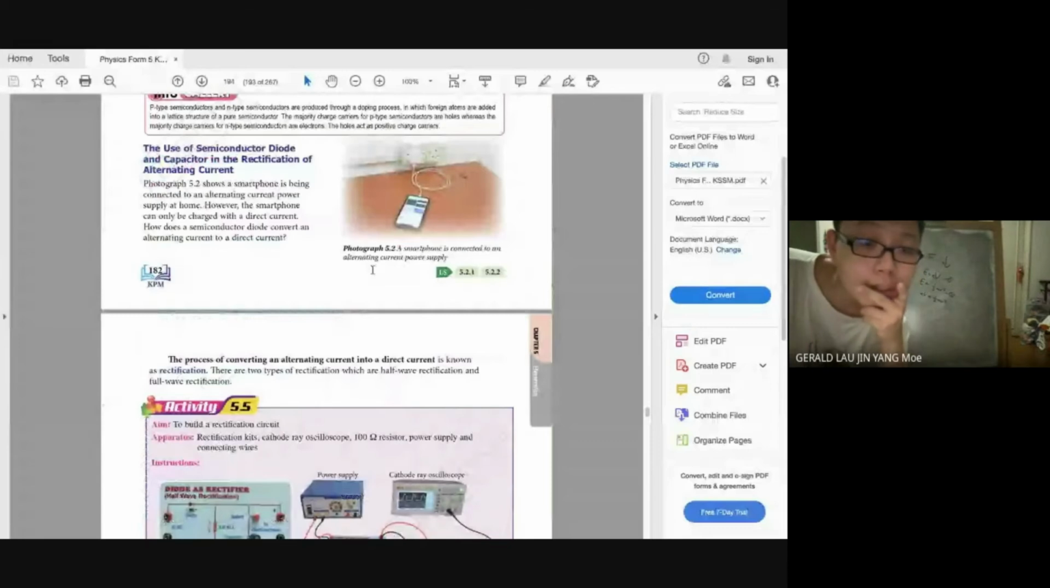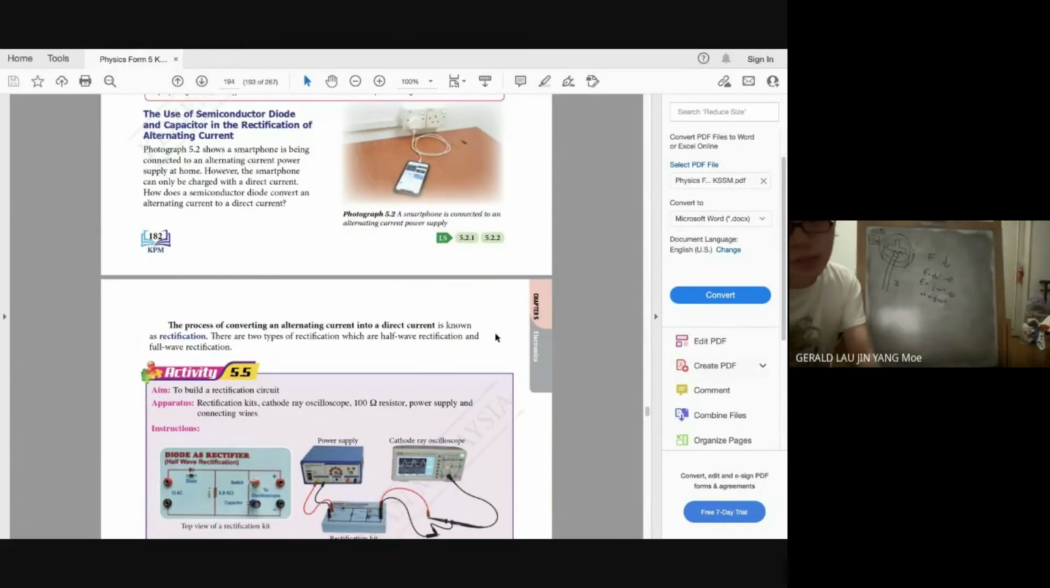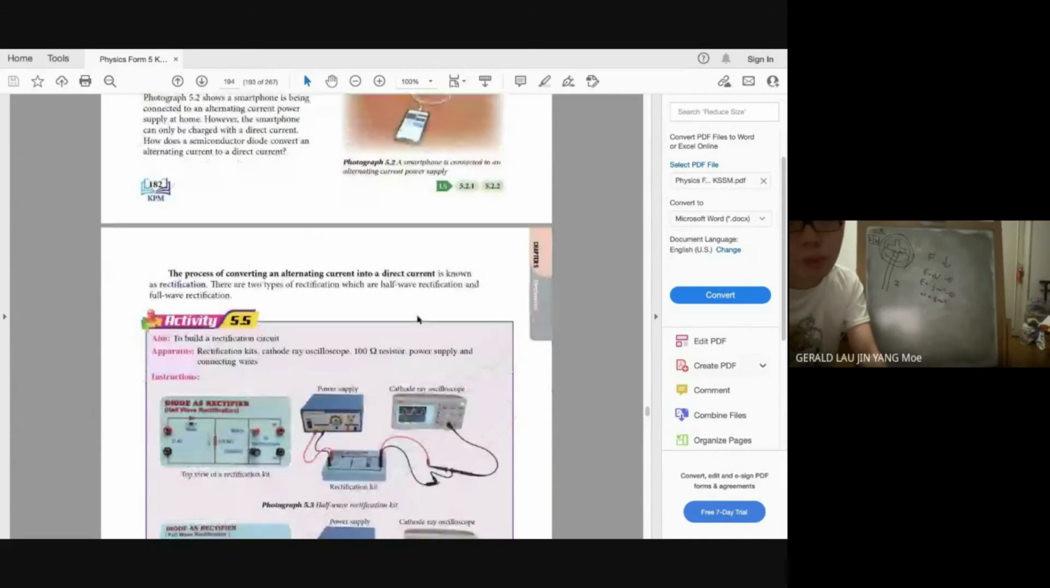Okay, so the process of converting an alternating current into a direct current is known as rectification. You can convert an alternating current to a direct current, but not the other way around. You cannot convert direct to alternating here. There are two types of rectification, which are half wave and full wave.